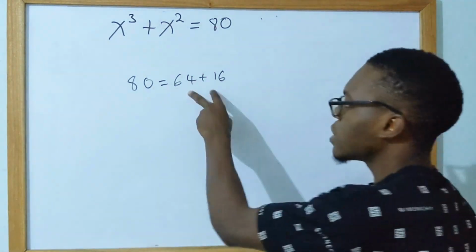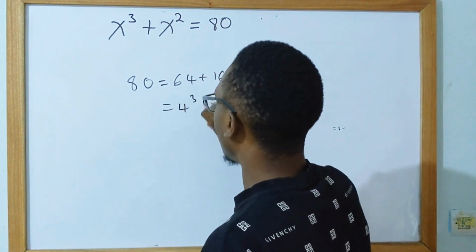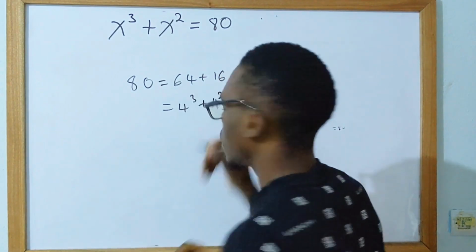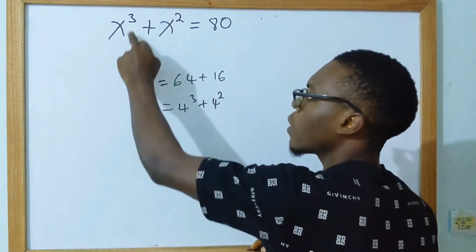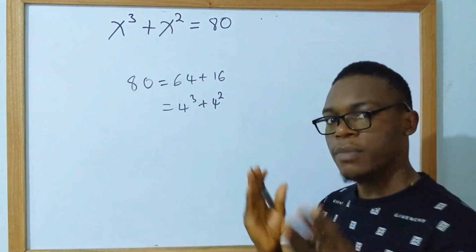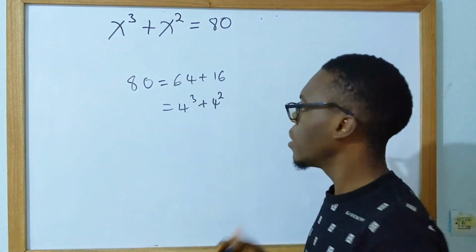You ask yourself, why are you using 64 plus 16? Because 64 is 4 cubed, and 16 is 4 squared. So 4 cubed plus 4 squared. And if you look here, you're going to see cube and square, meaning something might happen. To simplify it easily, we are not going to use a polynomial or any long method to solve this.